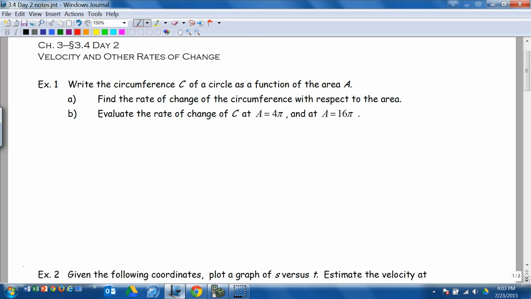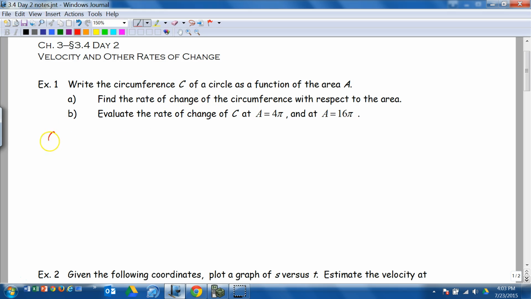Okay, today is more of 3.4. It's just using derivatives to find velocity and other rates of change, depending on the problem, just a couple different ones. First one's write the circumference in terms of the area of a circle.